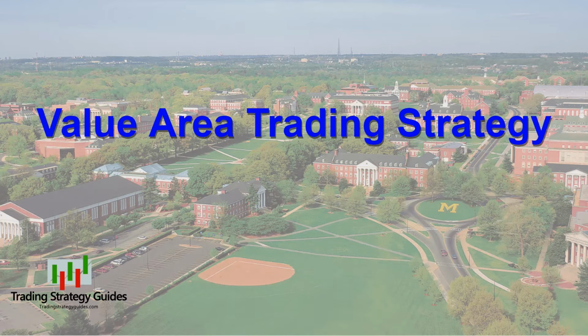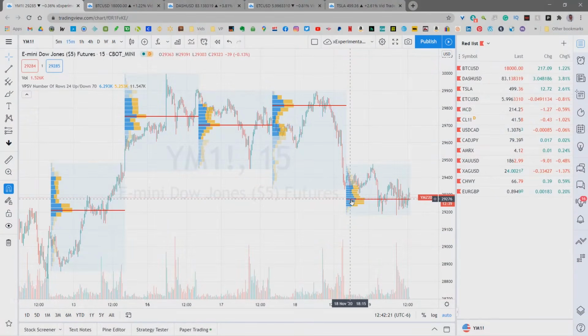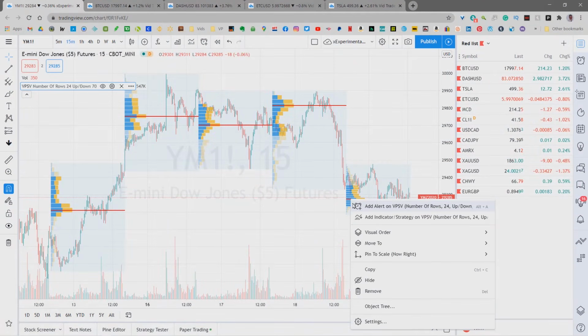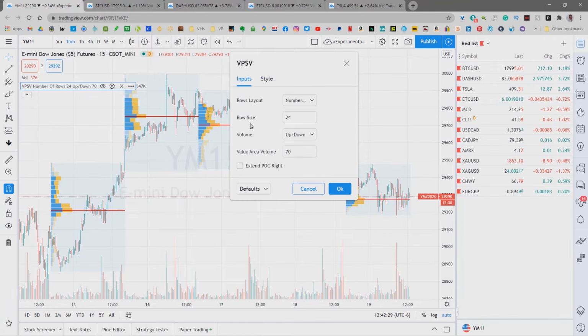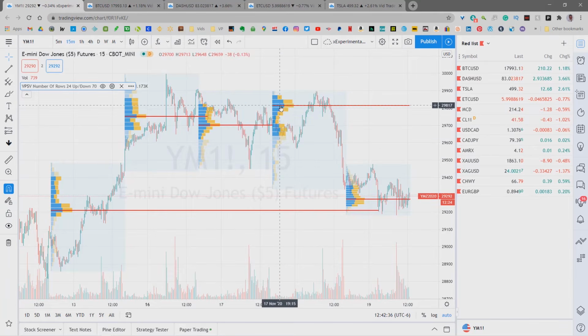Let's talk about one change that you need to make to the indicator. Right-click on the volume profile indicator, select Settings, select the Inputs tab, and check the box that says Extend POC. What that will do is take the POC red line and extend it as far right as it can go until it runs into another one of the indicators.